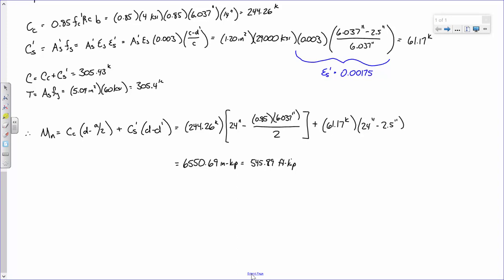But hold on, let's take a step back. When do you compute phi? Why do you ever have to compute phi? Okay, let's keep it simpler than that. When is phi 0.9? And when is it tension controlled? So what do we need to compute? There we go. The strain in the steel at the bottom.